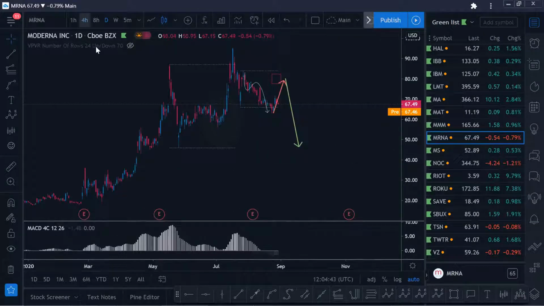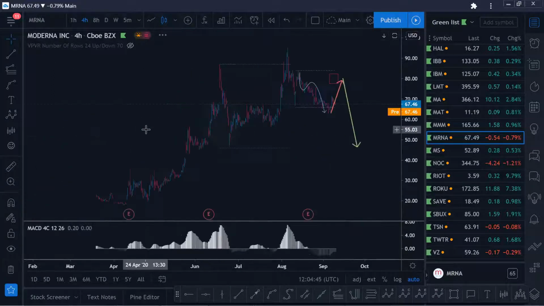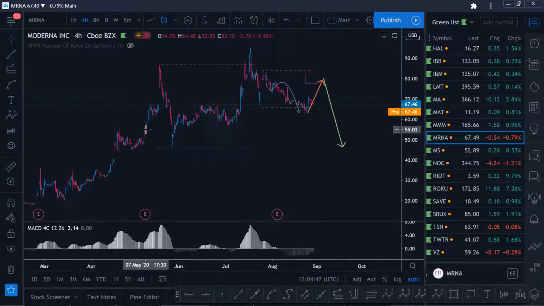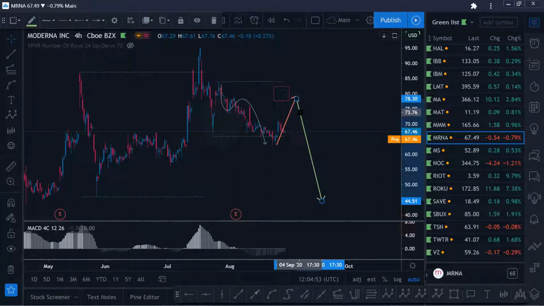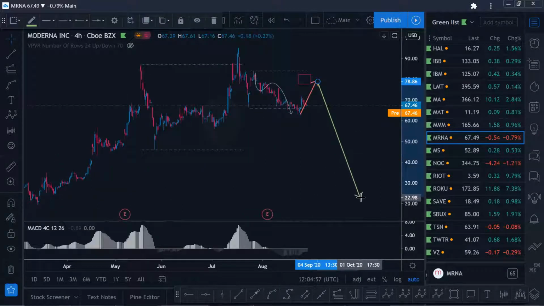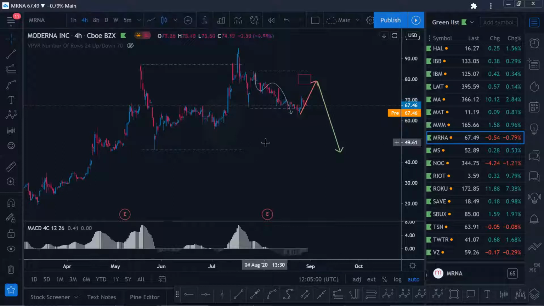Moderna, we've been looking at this for a while now, looking for this to get short, not going into the long drawn out version of this analysis. All we're looking for is this pop higher up towards 77, which will be a great opportunity to get short down towards 45 and potentially lower, given the lack of fundamentals that this company has.